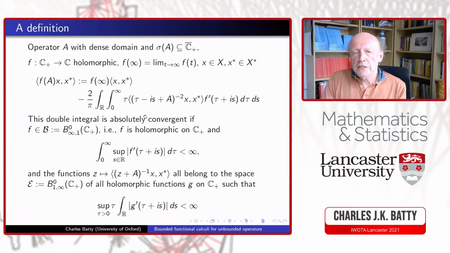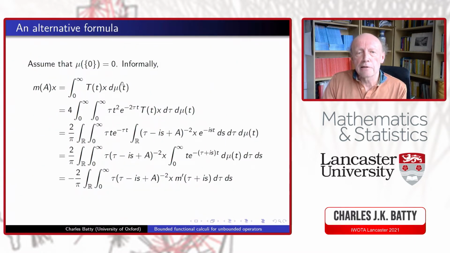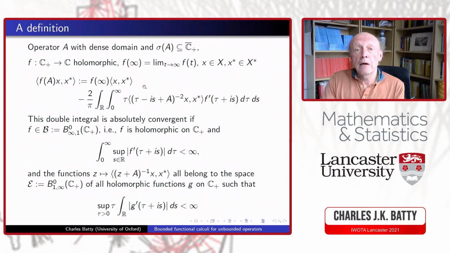So what's in this double integral is just the same formula as before, except with m replaced by f. And then, in the previous slide, I put in the assumption that mu of the point 0 should be 0, which was actually used in the first equality here. We have to compensate for that. And we can do that by just throwing in f infinity, which is a complex number, times x x star.